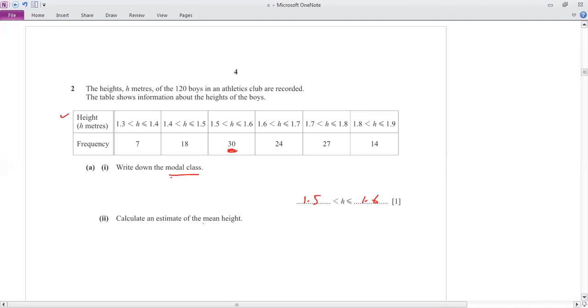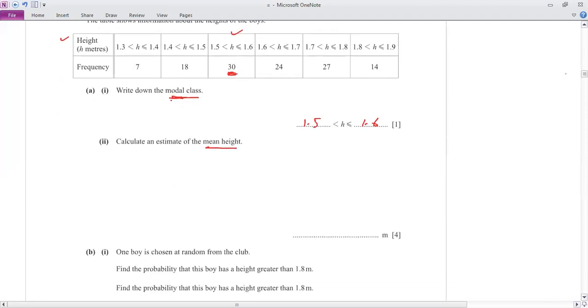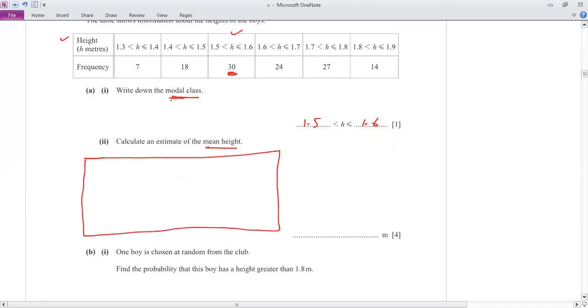Calculate an estimate of the mean. Modal class means a class with more frequency. Which class has the highest frequency? This one, obviously. Now, for calculating an estimate of the mean, how do we find the mean? This is grouped data, so I will take columns x, f, and fx.